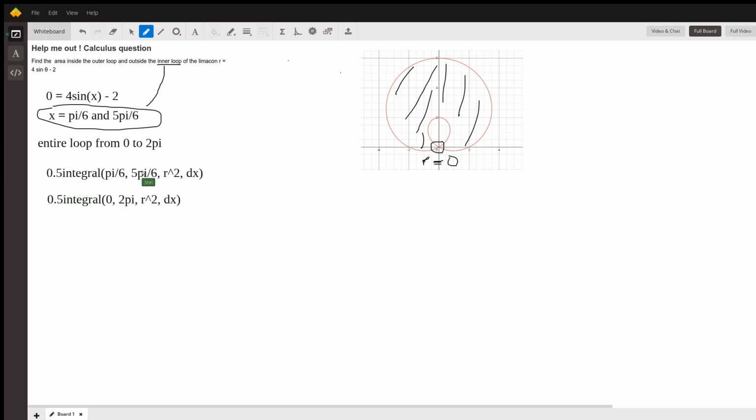Now, subtract this area minus that area, and that would be your answer.